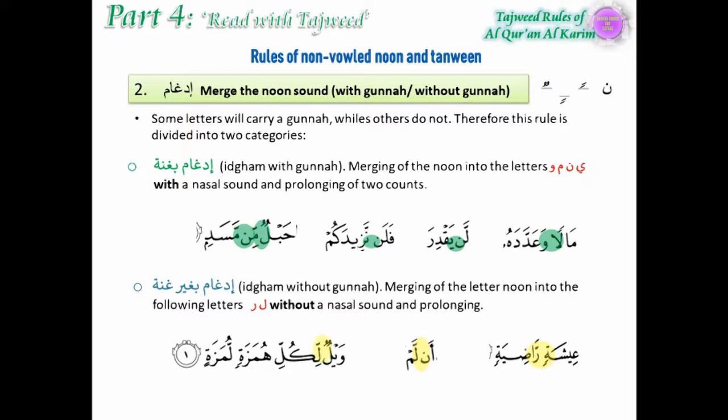The next example, dhamma tanween followed by lam, and also a kasra tanween followed by alam. Now we will merge without a gunna. وَيْلٌ لِكُلِّ هُمَزَةٍ لُمَزَةٍ. Okay, so this is done without a gunna.